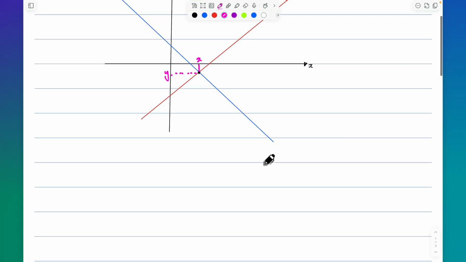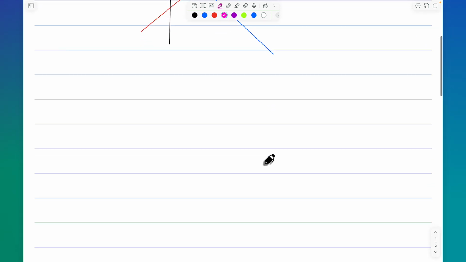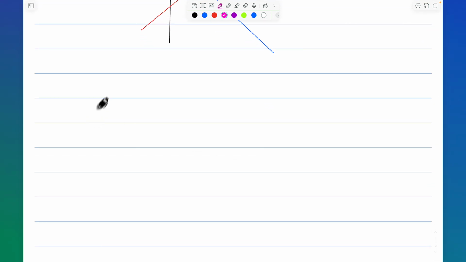So let's look at an example just to illustrate this a little bit better. Let's say we have two equations. The first equation is y is equal to 2x minus 1. The second equation is y is equal to negative x plus 2. So these are two straight lines. They follow the formula y is equal to mx plus c.